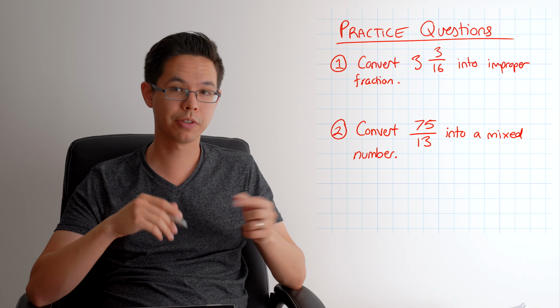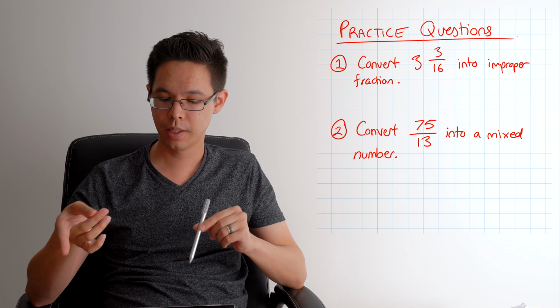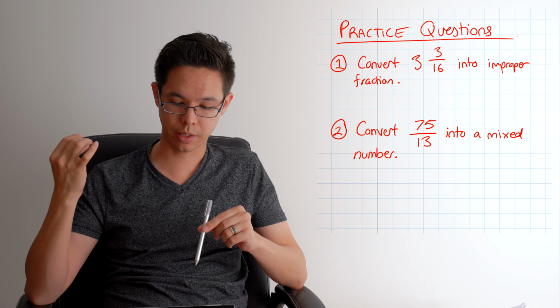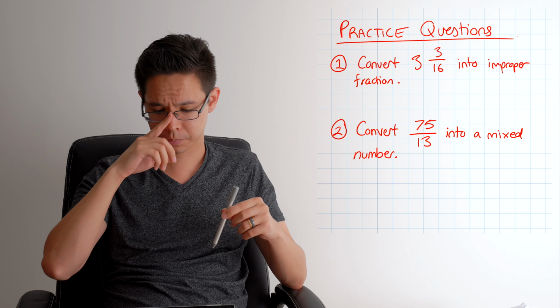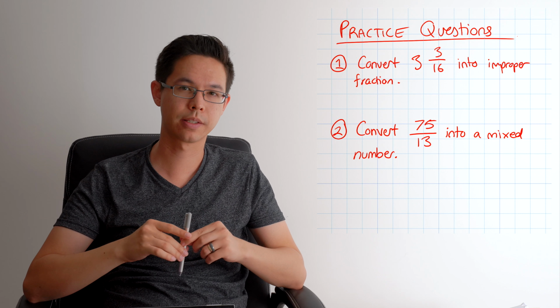So here, trying to convert things from mixed number into improper. The second question, where you start off with the improper, and you have to convert that to mixed.